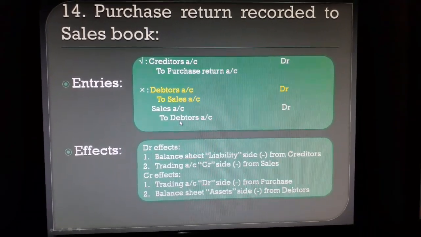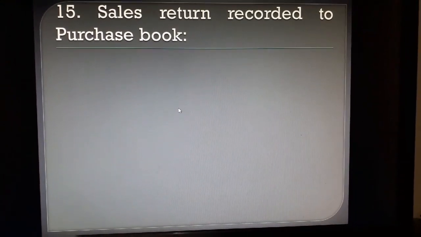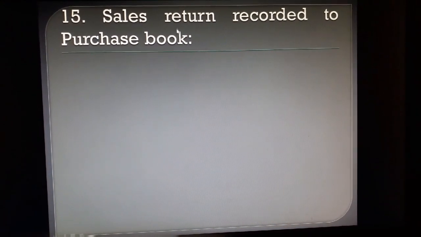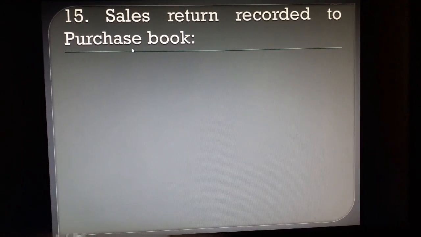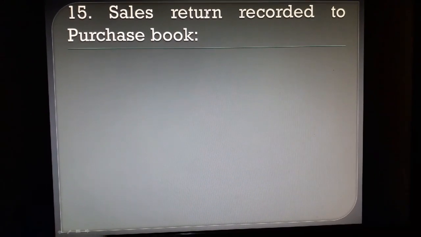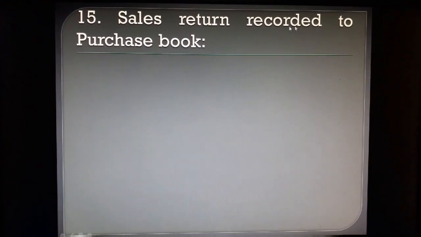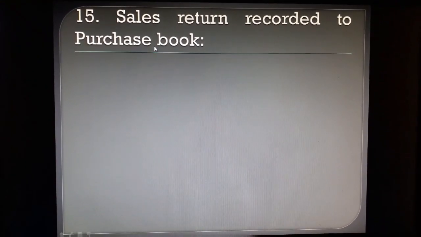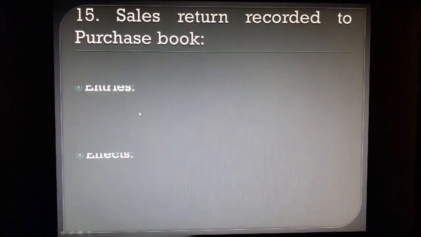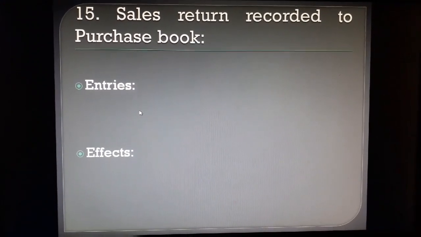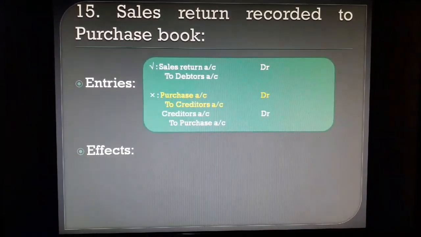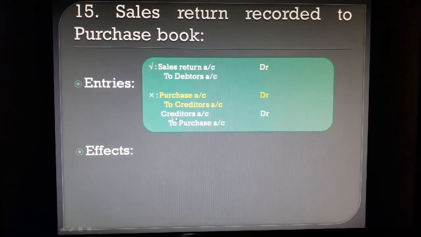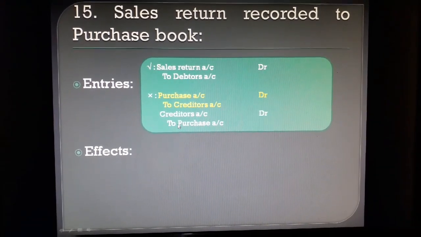Next, it is sales return. Now the sales return is recorded in the purchase book. So what is correct? Sales return. But it is wrongly recorded in the purchase book, that means it is recorded as a credit purchase. Again we have to move with correct entries, then after the wrong entry, and on the basis of the wrong entry, we have to frame the rectification entry.